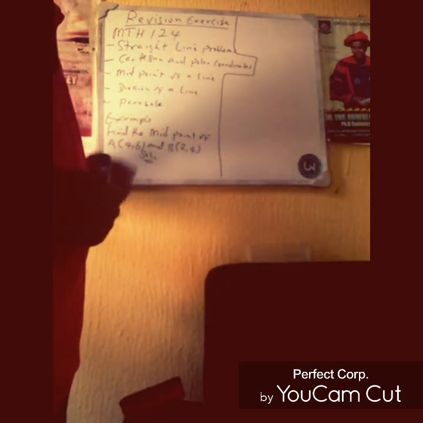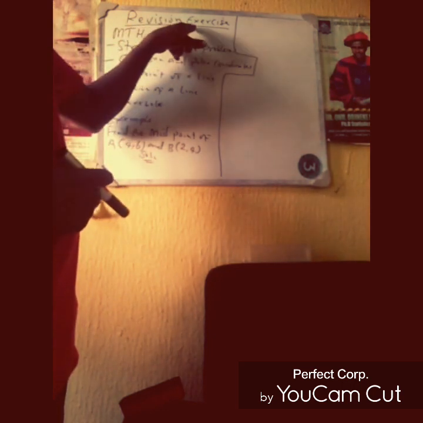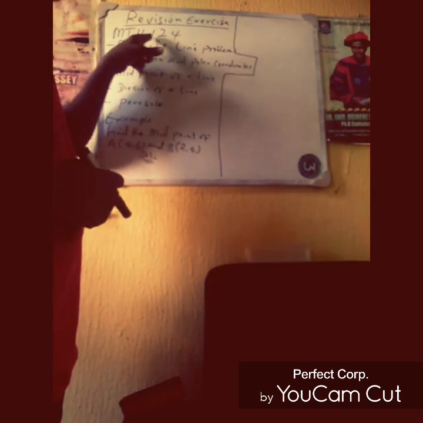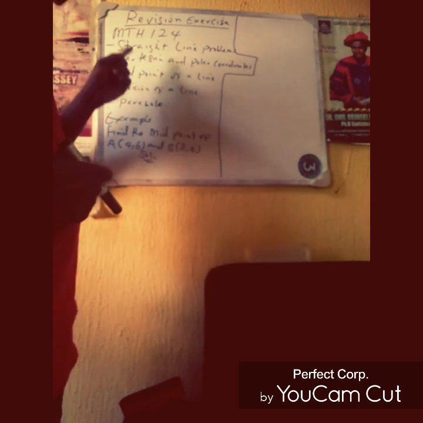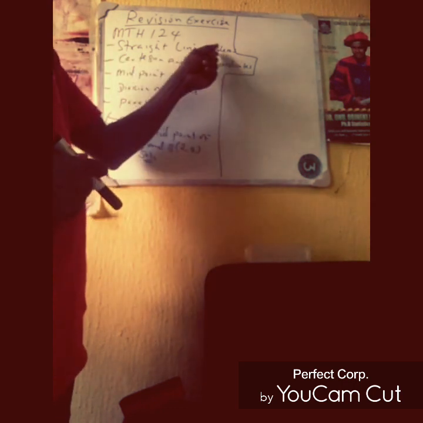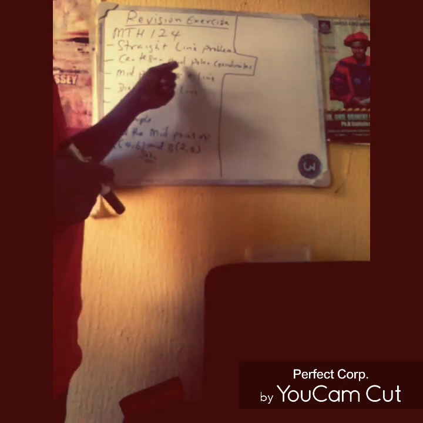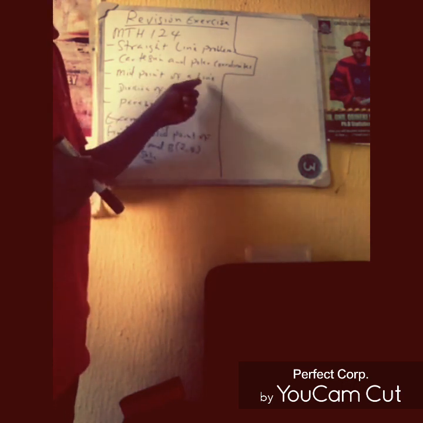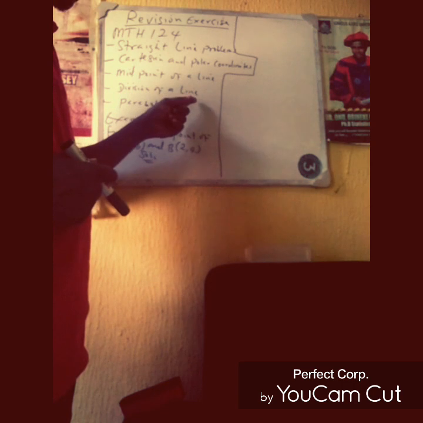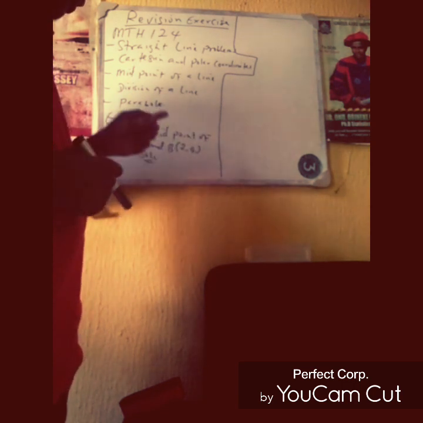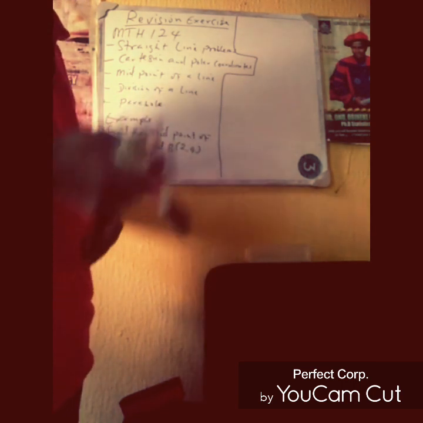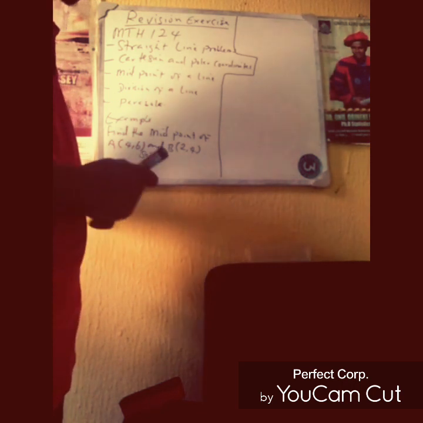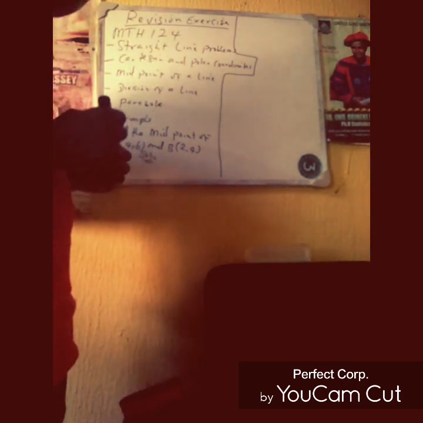Obineke Henry Ono. I want to talk about the revision exercise on Math 124. We will be looking at straight line problems, Cartesian and polar coordinates, the midpoint of a line, division of a line, and parabola in this first video. In the second video, we'll talk about other ones. First of all, we'll have an example.